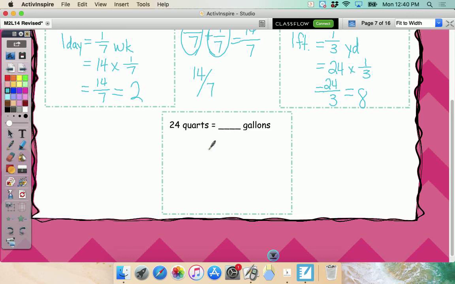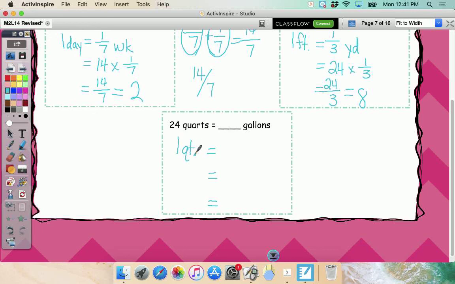All right, quarts to gallons. Which one's larger? Gallons. So that means if I start with the smallest unit of measurement, am I going to multiply or divide? Divide. But how do I divide when I'm multiplying? I have to multiply times what? A fraction. A fraction, or a fraction of a number less than 1. Okay, so 1 unit, what is it? 1 quart.